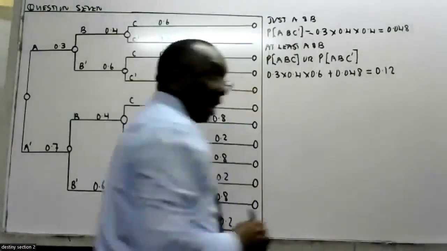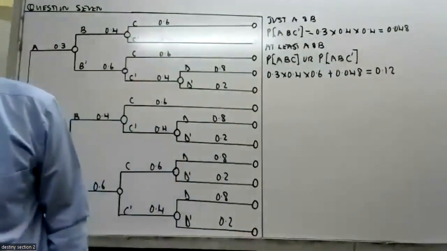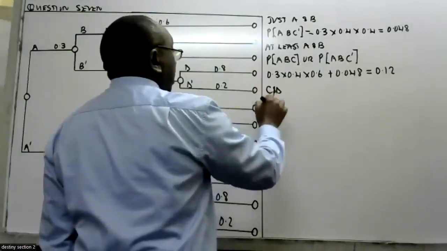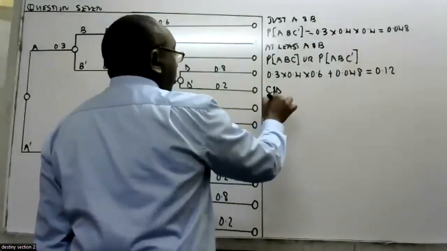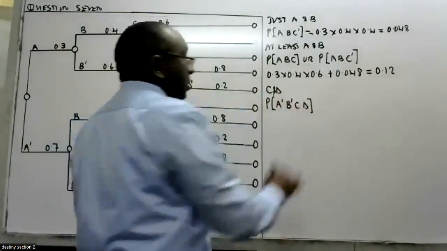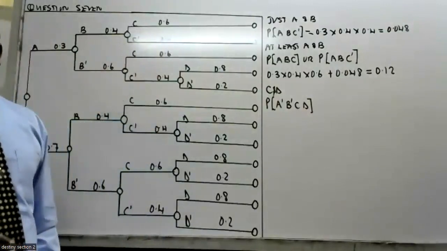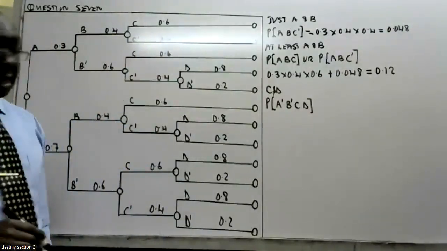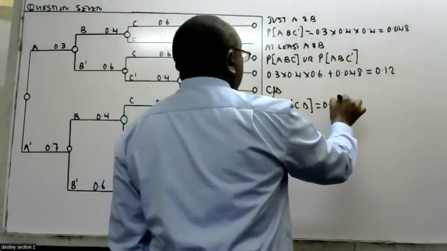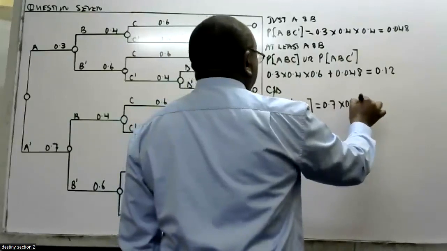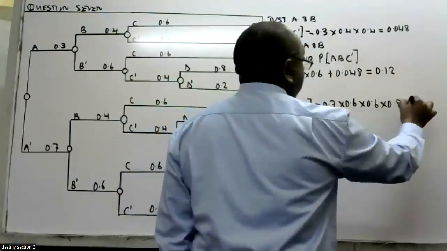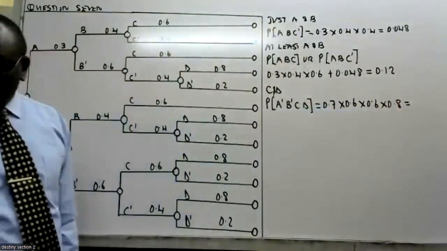0.12. The next one, they are saying C and D. So if you are told C and D, it is the probability that you miss A, you miss B, but you get C and you get D. So this is 0.7 multiplied by 0.6 multiplied by 0.6 multiplied by 0.8 multiplied by 0.8.